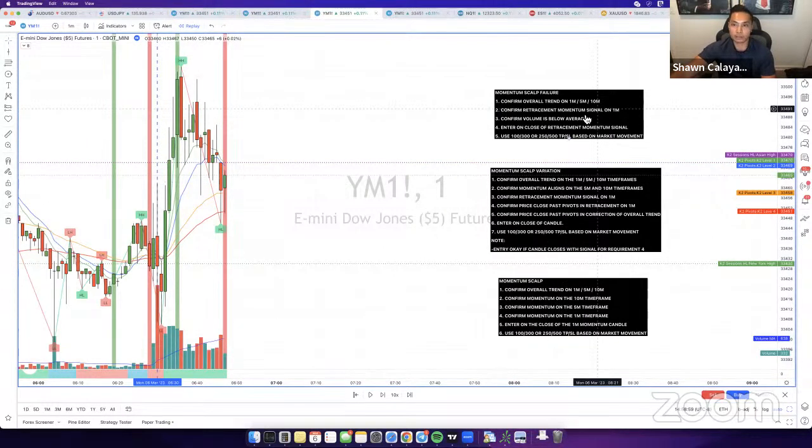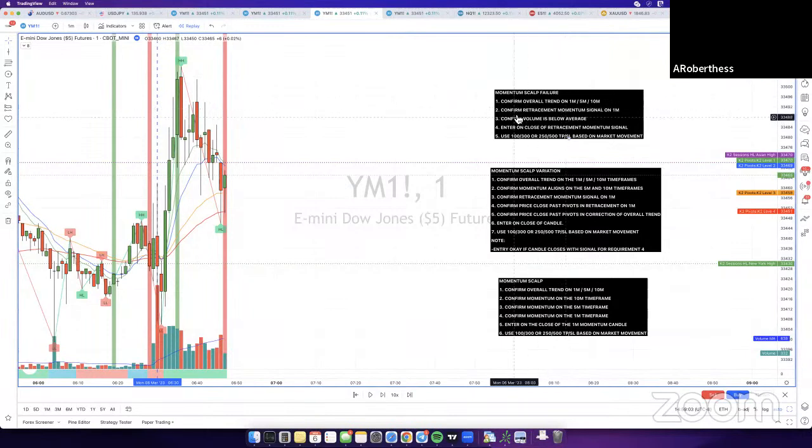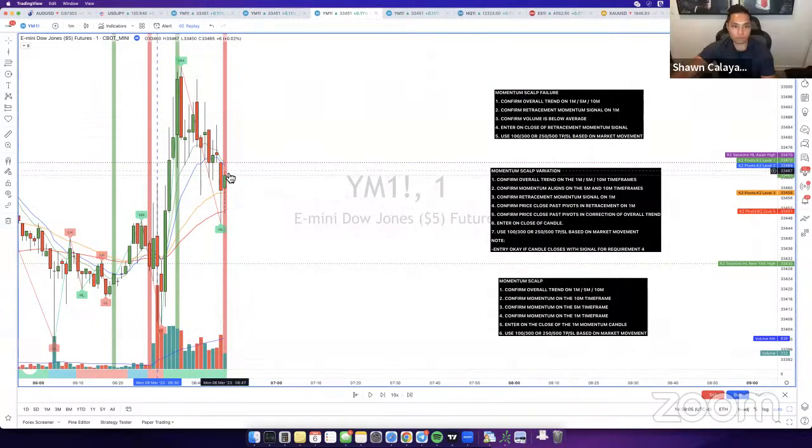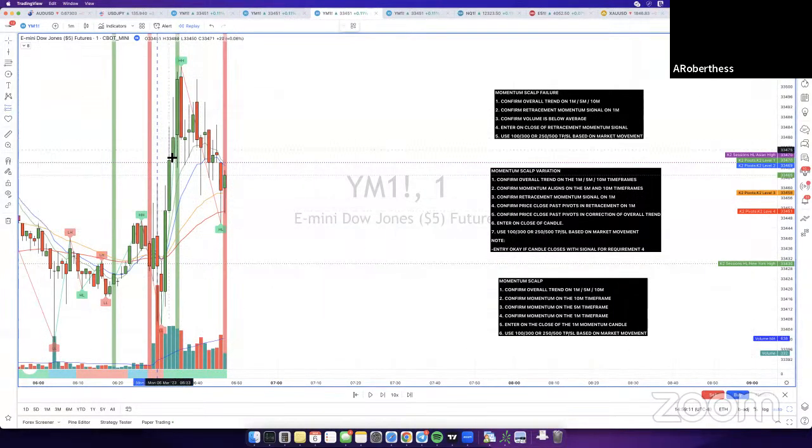Looking at the criteria here, confirm overall trend. We already knew that was bullish from this morning. It was bullish up until 8 o'clock. We confirmed the retracement momentum signal. There was a sell signal right here against the trend. Volume over here was below average. This met criteria, and this would have been a momentum scalp failure.